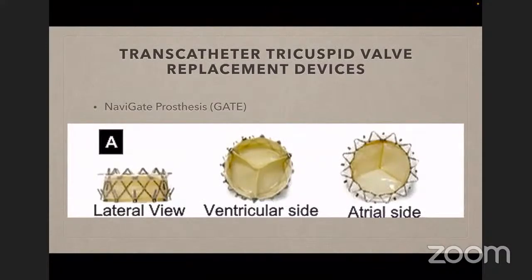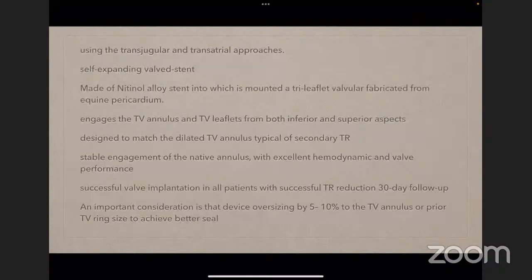Okay, we're going to move to the devices used in transcatheter tricuspid valve replacement. The first one, which is used these days, is GATE. This is the one. As I read, it was by transatrial approach, but it can cause bleeding complications in high-risk patients and increase hospitalization. So they started to use it as a transjugular access. It's a self-expanding valve stent.